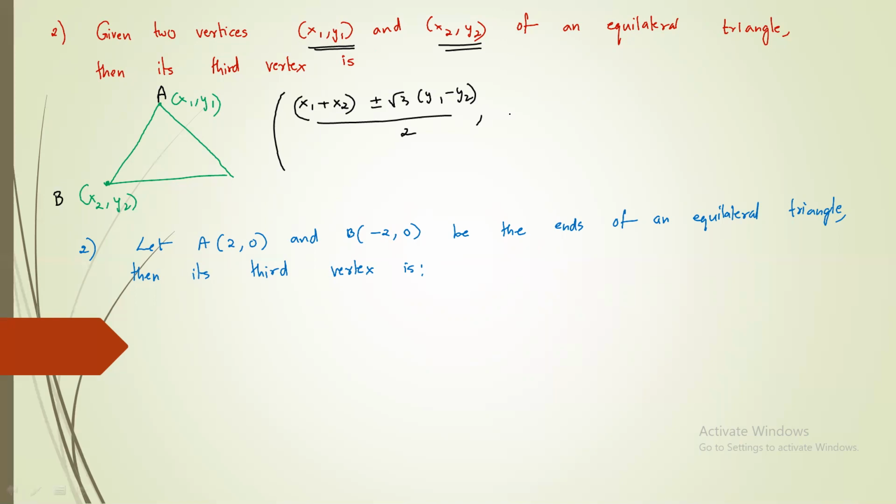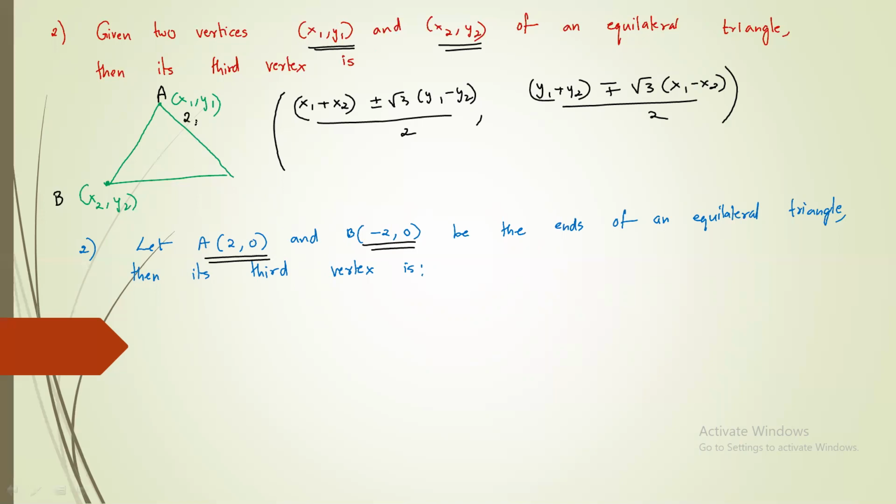This will give us the x coordinate. And y1 plus y2 minus or plus root 3 into (x1 minus x2), by 2. This will give us the y coordinate. So a problem based on this formula: if the vertex A is given as (2, 0) and B as (minus 2, 0) for an equilateral triangle ABC.